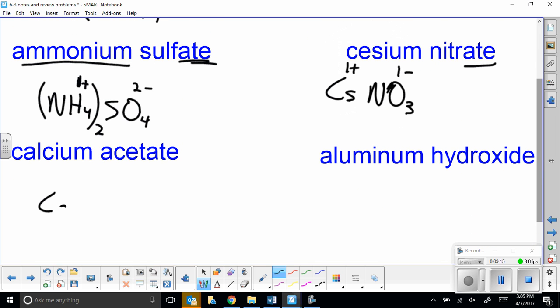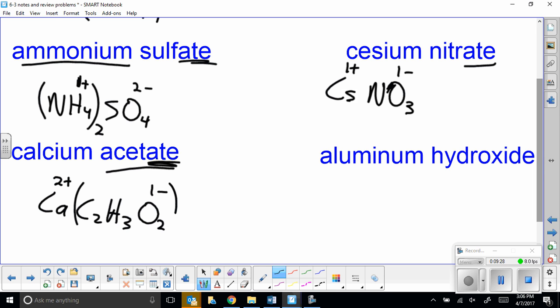Calcium acetate, again, this ATE ending means it's one of our polyatomic ions. Acetate is C2H3O2. It's a 1 minus. Calcium is a 2 plus, so I'm going to need parentheses around that and show that there are 2 of them. Remember, you need parentheses only if there's more than one. I did not need parentheses here because there's only 1 sulfate, but here I do need parentheses because I need to show that there are 2 when I crisscross.